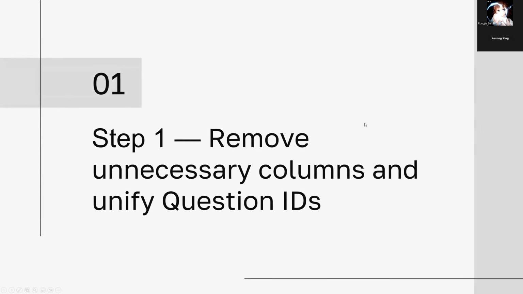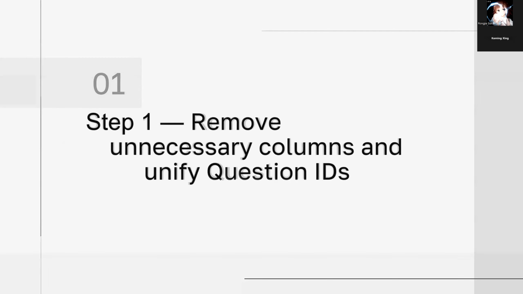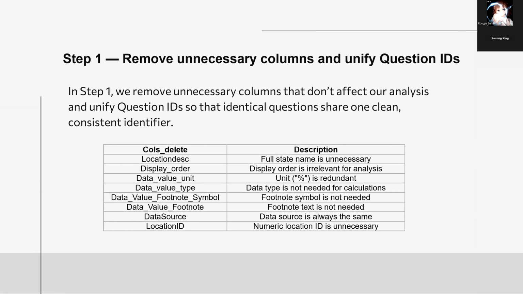The first step of cleaning the dataset is to remove unnecessary columns and unify question IDs. So in step one, we clean the raw dataset by removing columns that do not influence any analysis, such as the first day names, phone notes, display order, or repeated metadata. After that, we unify the question ID. Many questions share the exact same text but have different IDs. So we grouped by the question text and chose the shortest ID as the standard one. This ensures every identical question now has one clear, consistent identifier, which is important for later grouping.